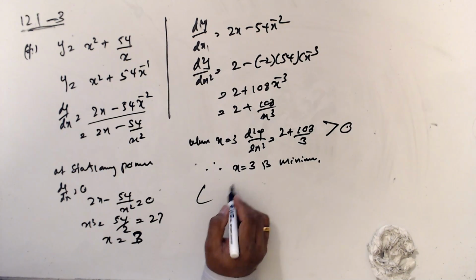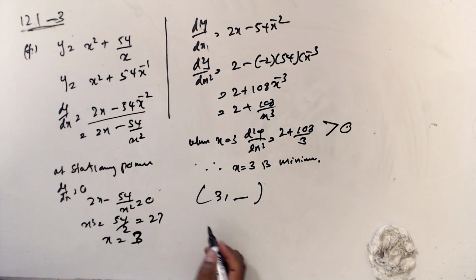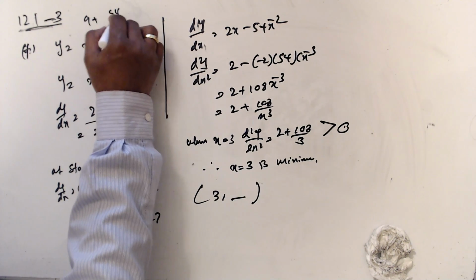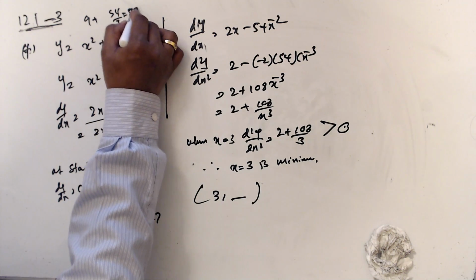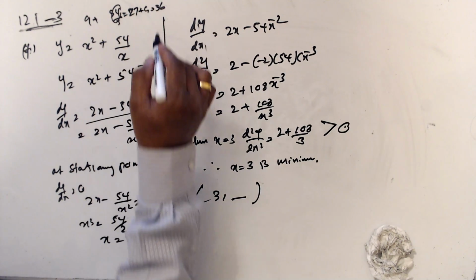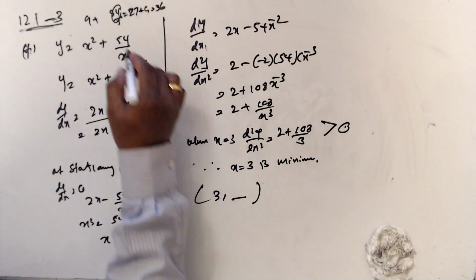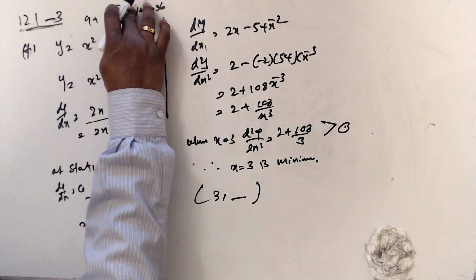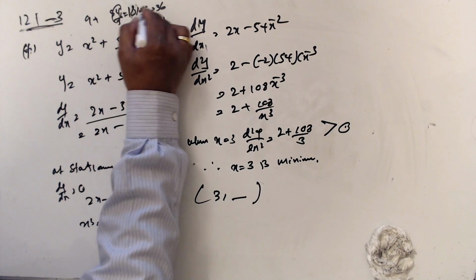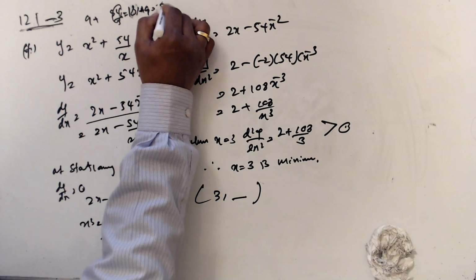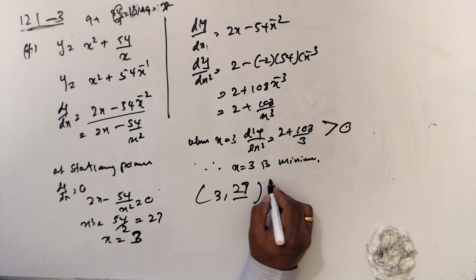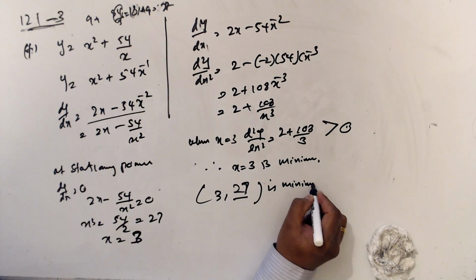So at x equals 3, we forgot to find the y value. This is going to be 3² which is 9, plus 54 over 3. 54 divided by 3 is 18, not 27. So that is 18 plus 9, 27. So this is 27. So (3, 27) is a minimum point.